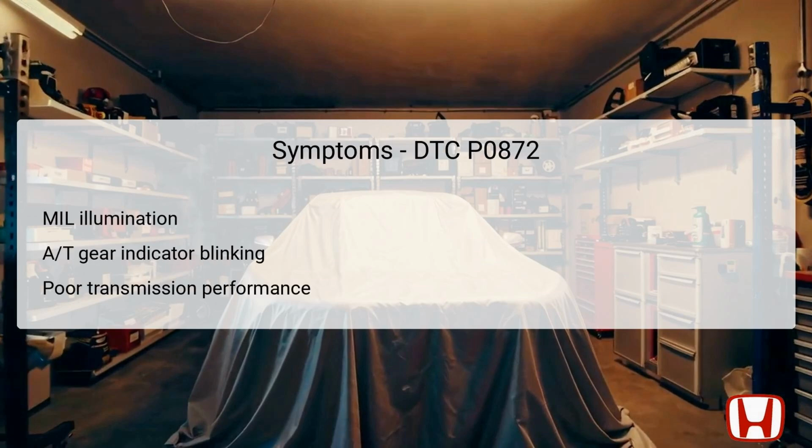Symptoms associated with DTC P0872 include the illumination of the malfunction indicator lamp, MIL, indicating a persistent issue. Additionally, the automatic transmission gear position indicator may blink, signaling that the system has detected a fault that needs addressing. Drivers may notice poor transmission performance, including harsh shifting, inability to shift into fourth gear, or erratic gear engagement. This can manifest as increased engine RPMs without proper acceleration or stalling during shifting sequences.